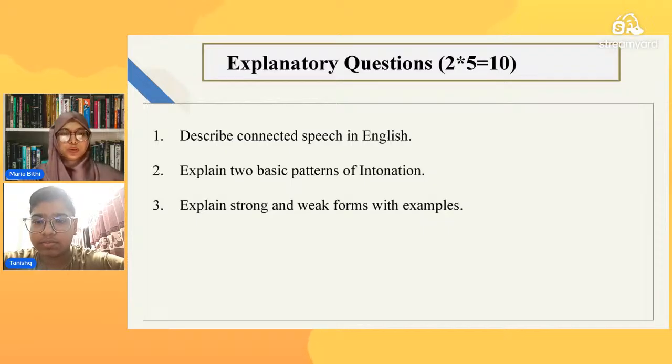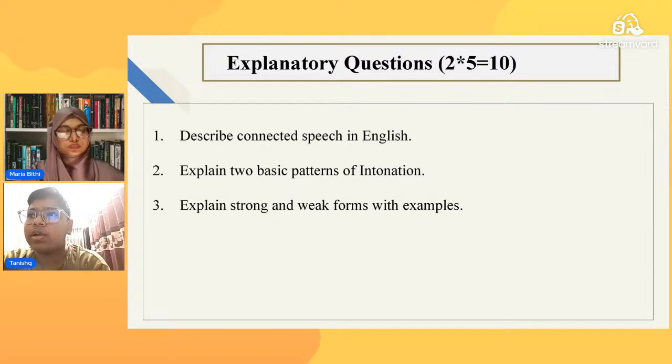Okay. Now, Tanishq, please explain strong and weak forms with examples. Okay, ma'am. There are two forms, strong and weak, like content word and structure word. A content word carries more information in a sentence and is basically the strong form. It is used in noun, adjective, adverb, main verb, and negative auxiliaries. For example, where are you going now? In there, "going" is strong form.